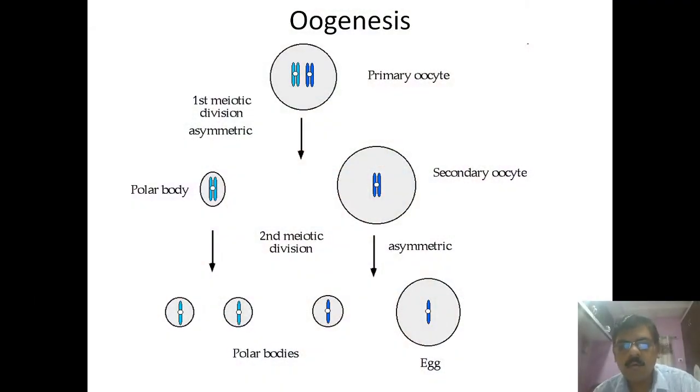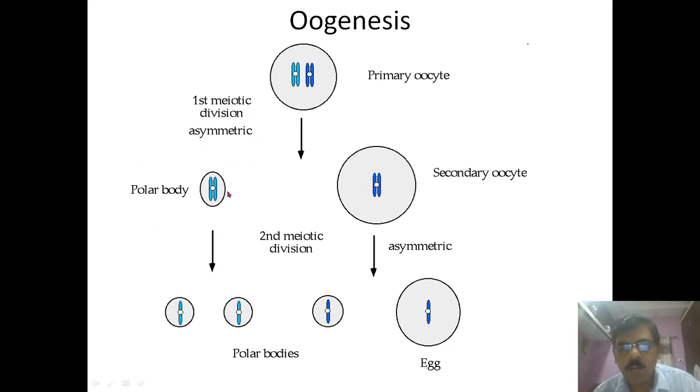Oogenesis is the formation of ova during the reproductive cycle, and this oogenesis process also involves the multiplication phase and the meiosis stage. Here, the primary oocyte is formed during the first meiotic division and that gives rise to the secondary oocyte and the first polar body.